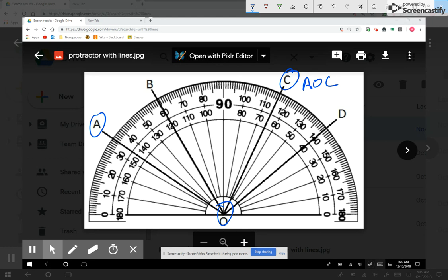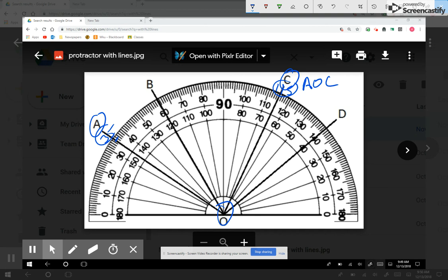But O is the corner, right? So I'm just going to look at the letters A and C. I see that A crosses at 35 degrees. C crosses at 115. So I'm looking at my outside numbers. For me to know the measure of the angle, just subtract those two numbers.